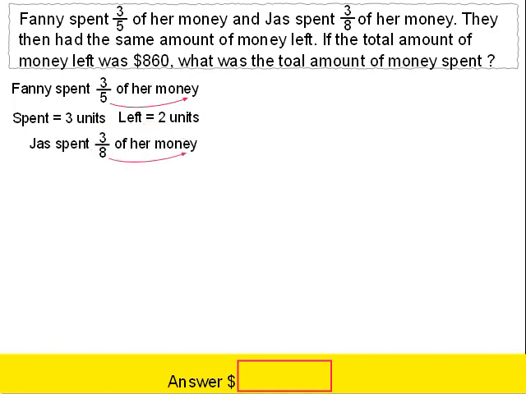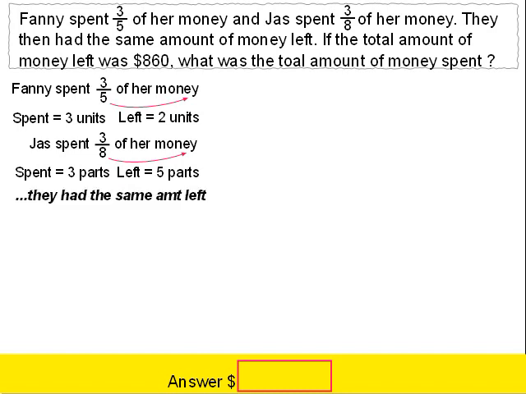And looking at the statement here, Jess spent 3/8 of her money. That means to say Jess had altogether 8 parts of her money. And she spent 3 parts and left with, therefore, 5 parts. Alright? So now we are told that they had the same amount of money left.